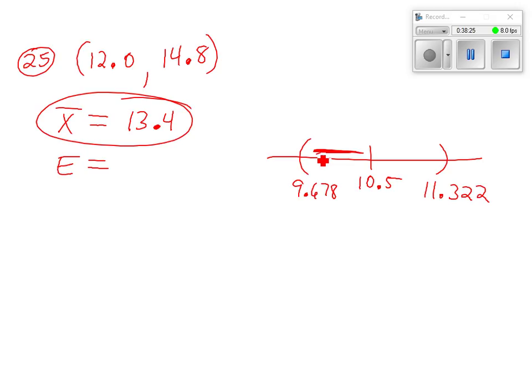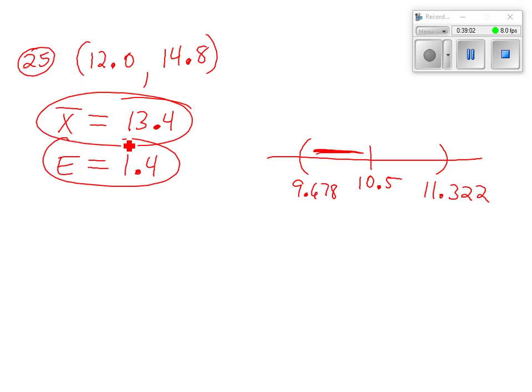How else could I find the distance from here to there? Subtract from the mean to one of those numbers. So could we just do 13.4 minus 12? What's that give you? 1.4. What do you get if you add those 2 and divide by 2? Same thing. So either way, if you know the mean, then we could just take the mean minus one of the 2, or one of the 2 minus the mean, or we could subtract the 2 and divide by 2 to get the margin of error. However you need to decide.